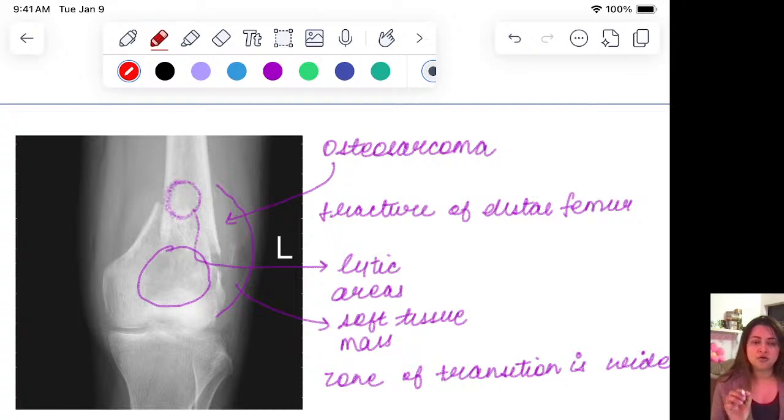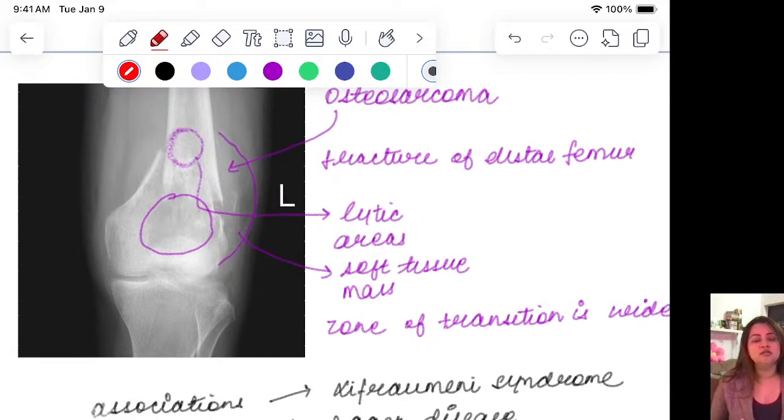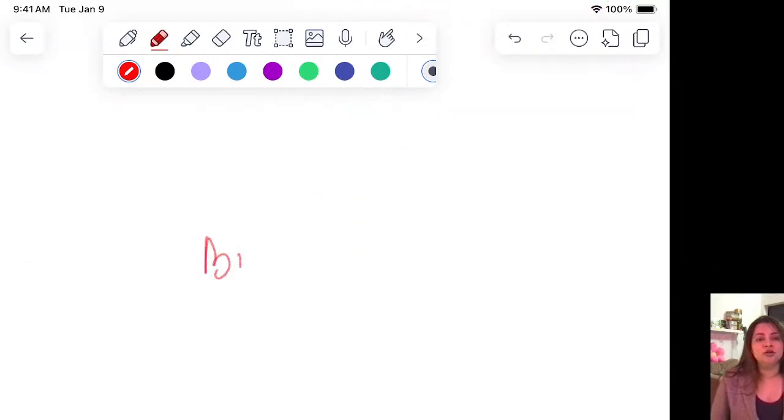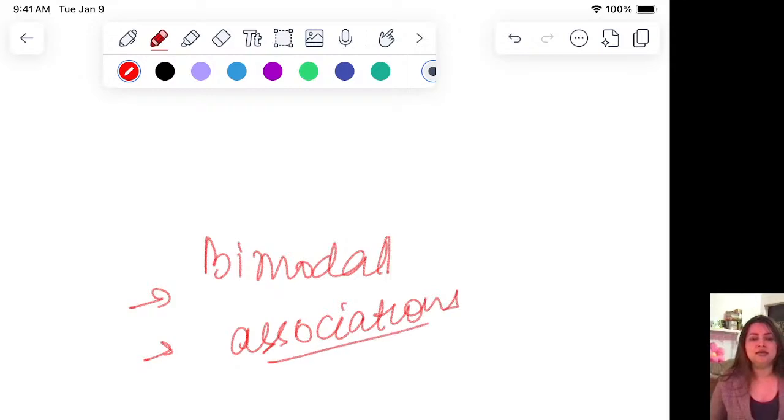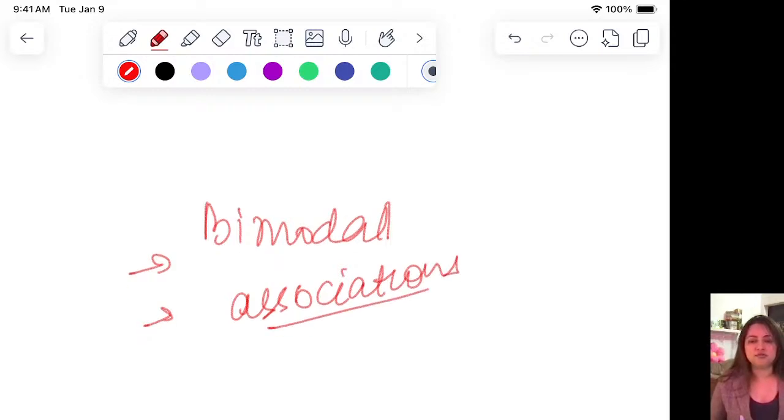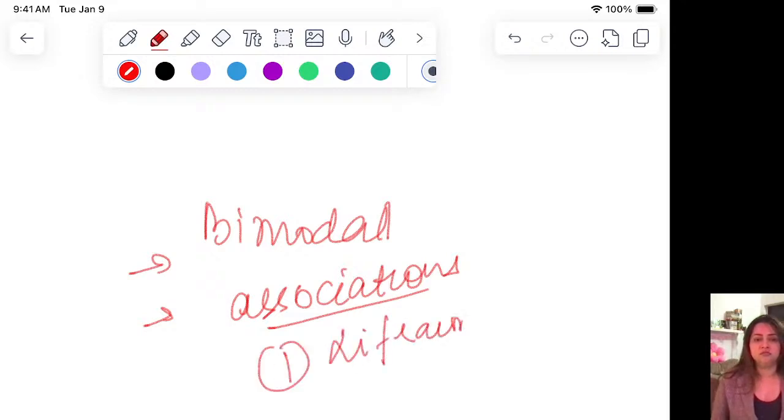When you read osteosarcoma, the most important points regarding osteosarcoma. Number one, I already told you, there's a bimodal distribution. Second thing regarding osteosarcoma that's very important is osteosarcoma associations. किन conditions के साथ osteosarcoma is associated? So number one, we have Li-Fraumeni syndrome.